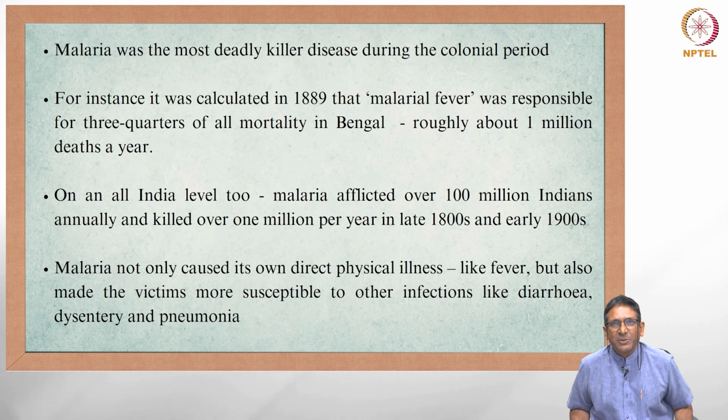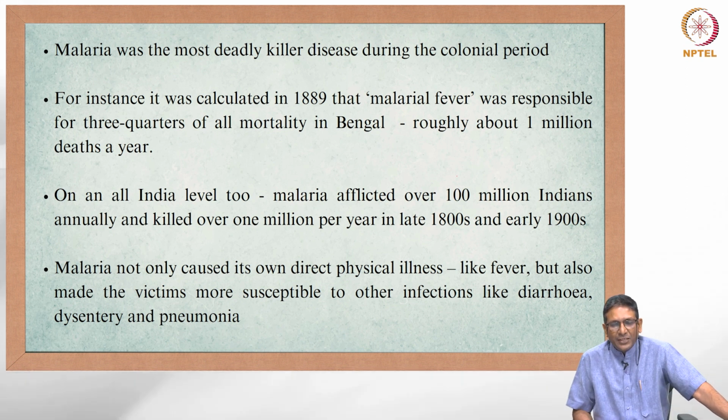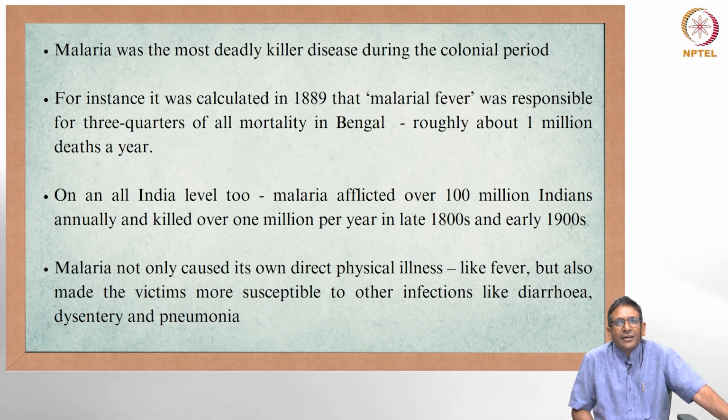So, if you have to give some numbers, for instance, in 1889, it was calculated that malarial fever was responsible for three-quarters of all mortality in Bengal. Which means roughly about 1 million deaths each year. And at an all India level too, malaria afflicted over 100 million Indians annually and killed over 1 million per year in the late 1800s and early 1900s.